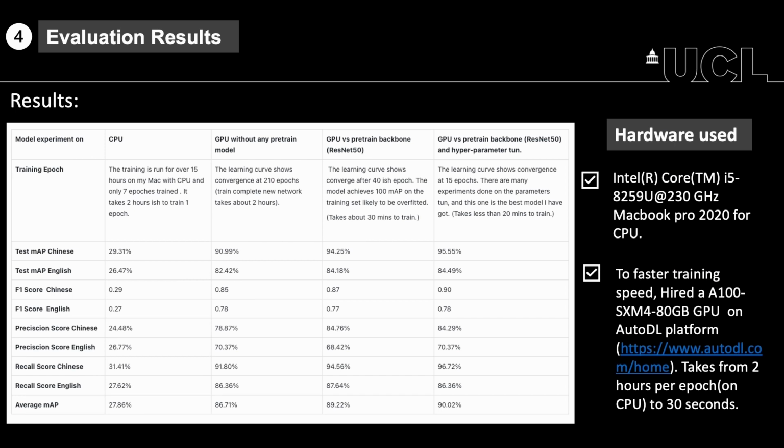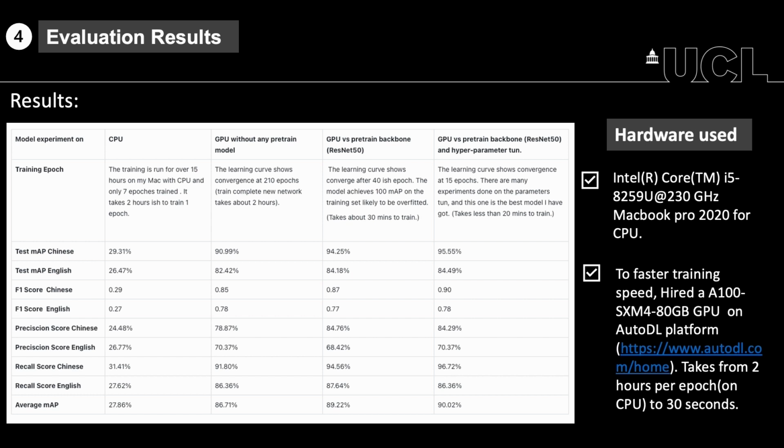Here are the model training results. Unfortunately, I don't have GPU access on my MacBook Pro 2020. Therefore, to train a single epoch takes about 2 hours each. I trained on my laptop over 15 hours with the CPU, and the model scores were still not very good. Therefore, for faster training, I hired a very powerful A100 series GPU on the AutoDL platform, which dropped the time from 2 hours per epoch to 30 seconds.